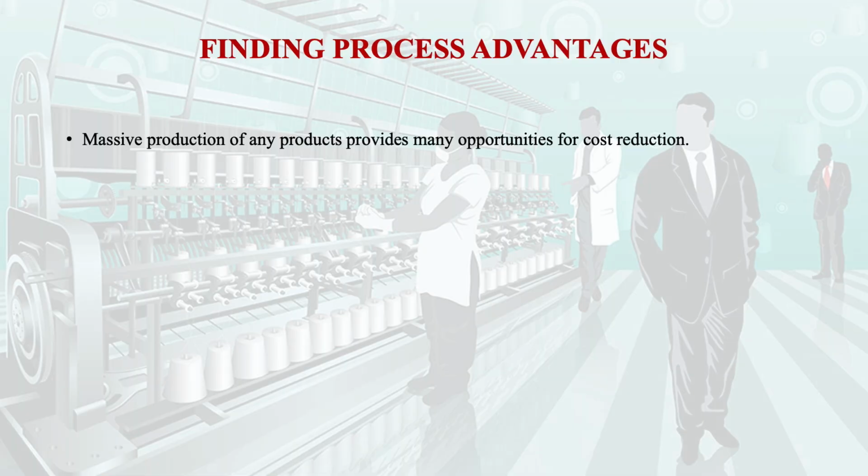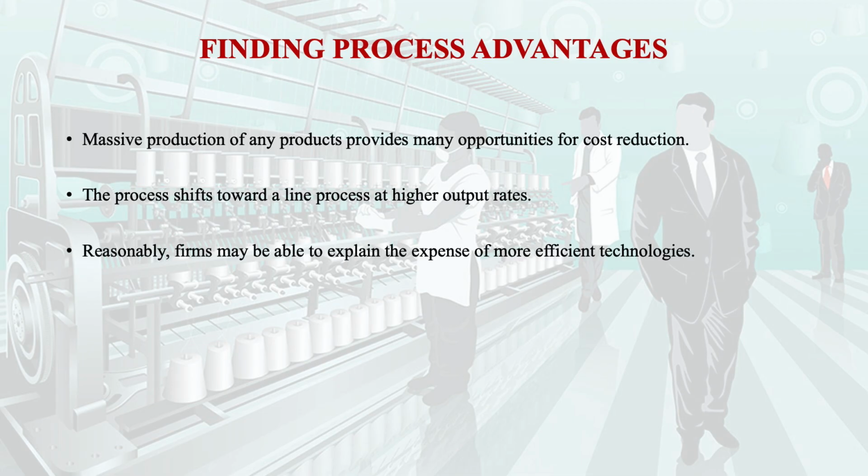Another important point in economies of scale is finding the process advantage. If we are going for massive production of any product, it will provide many opportunities for cost reduction. Process shifting towards a line process at a higher rate is one example. Reasonably, a firm may be able to afford the expense of more efficient technology, which comes under the process advantage.